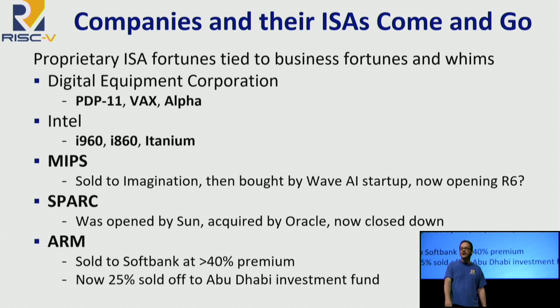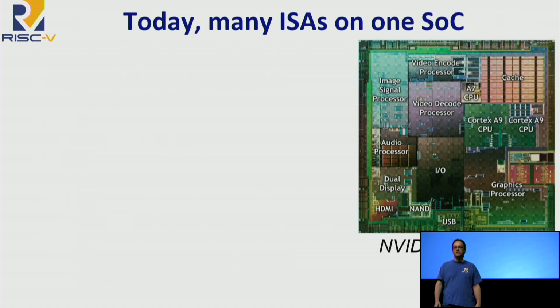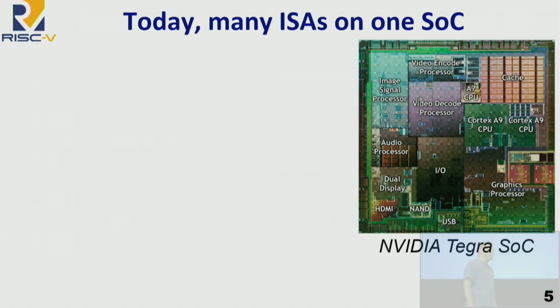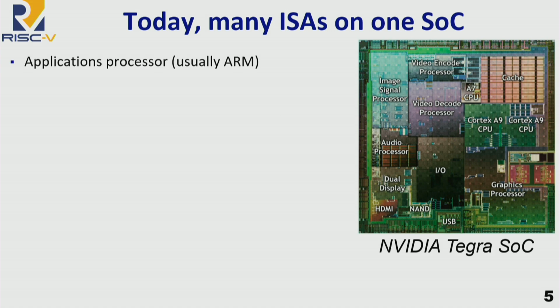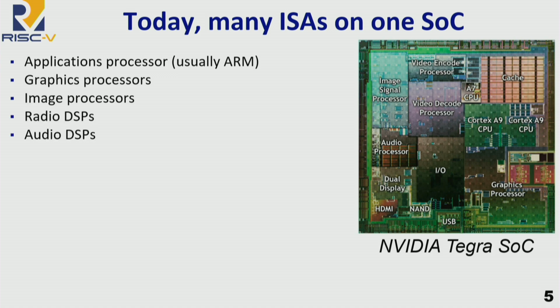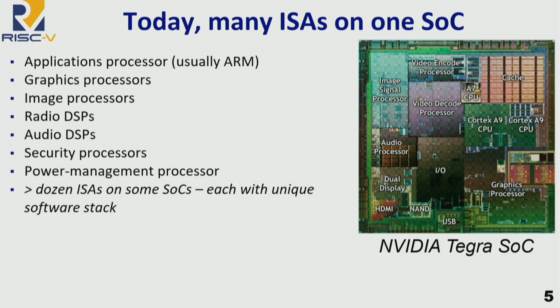Now, the second thing about ISAs is engineers love them, so we have lots and lots of them. There are many, many ISAs on one SoC. You may think, oh, this is an ARM SoC, for example. But what you're really talking about is the applications core that programmers see. If you look around the SoC, you'll see graphics, image, radio, audio, security, power management processors. And it's not unusual to find over a dozen ISAs on a single SoC, each with their own compiler, software stack, and the poor software integration engineers have to make this thing work, right?